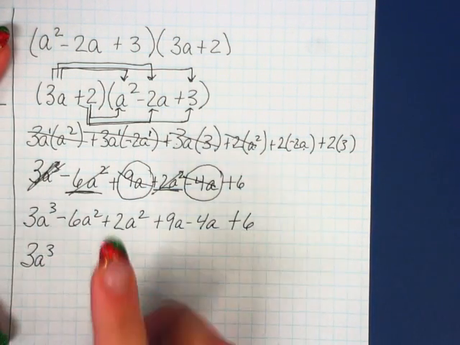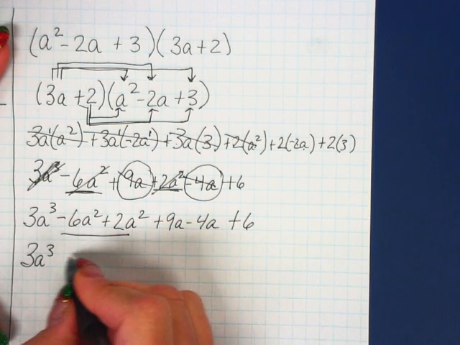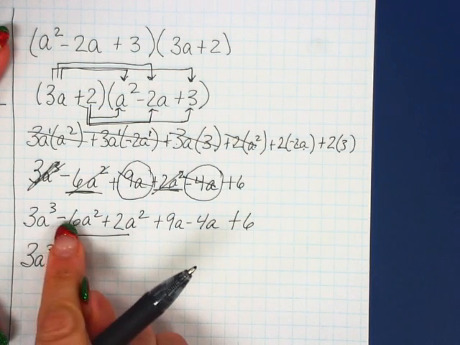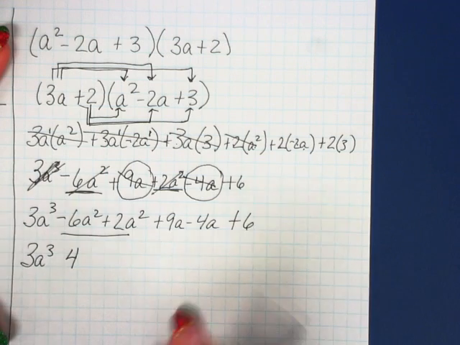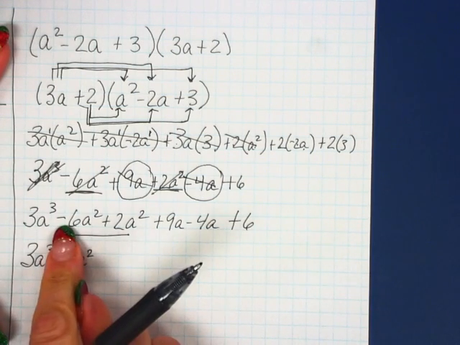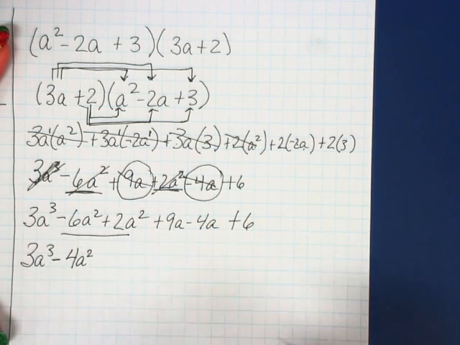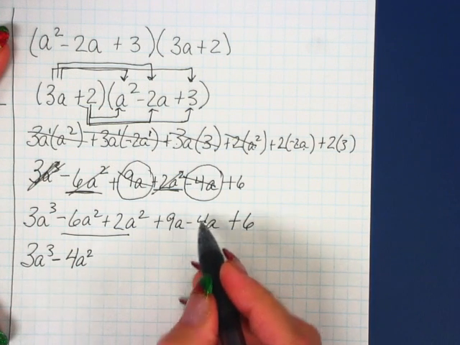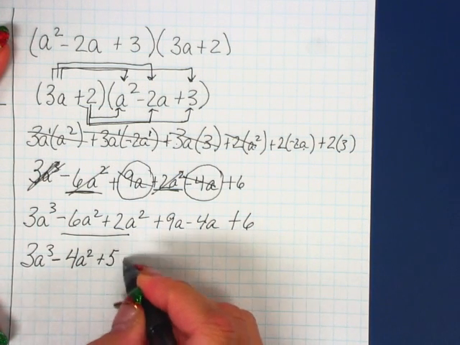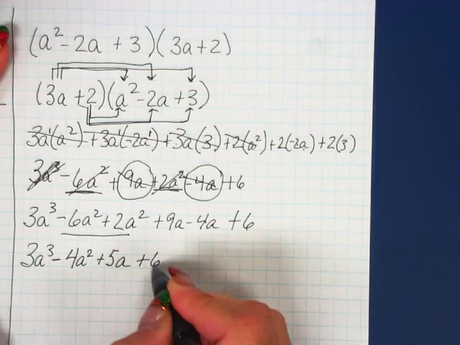Negative 6 with a positive 2 gives me 4, because when one's positive and one's negative, you subtract. Then 6 is bigger, so it's a negative 4. 9 minus 4 is positive 5a plus 6.